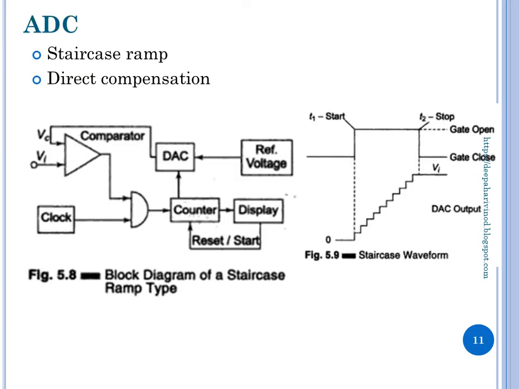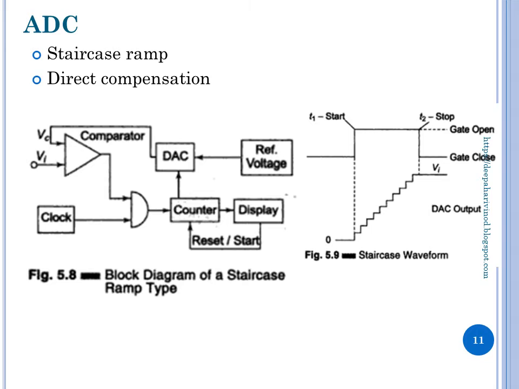ADC, that is analog to digital converter. The common principles of ADC are staircase ramp and direct compensation. Let us see what direct compensation is. That is when the input signal is compared with the internally generated voltage, which is increased in steps from 0. The number of steps needed to reach full compensation is counted.